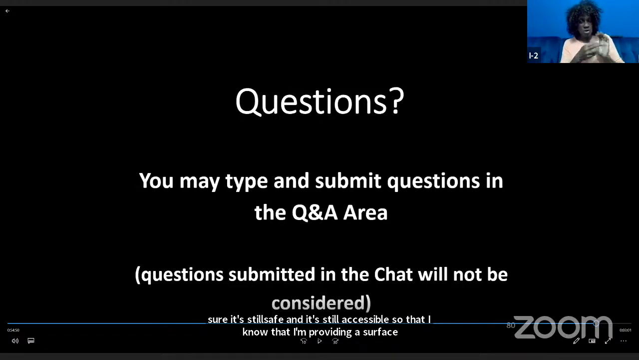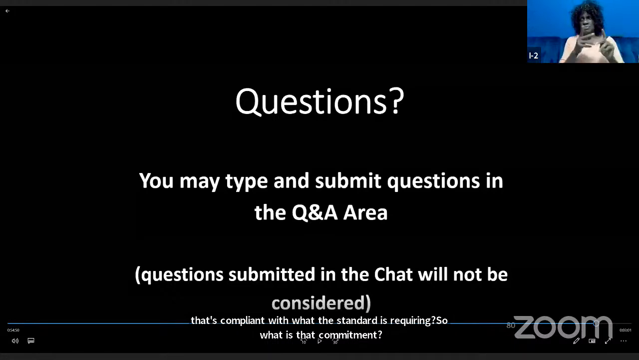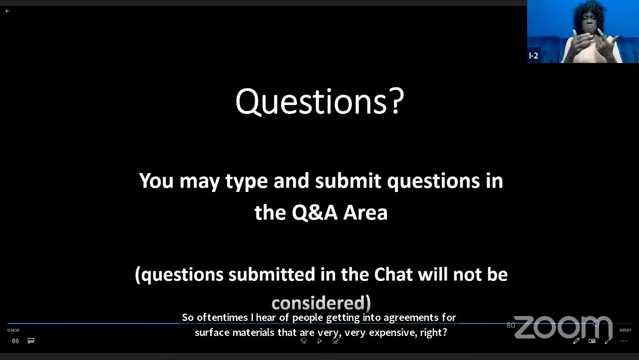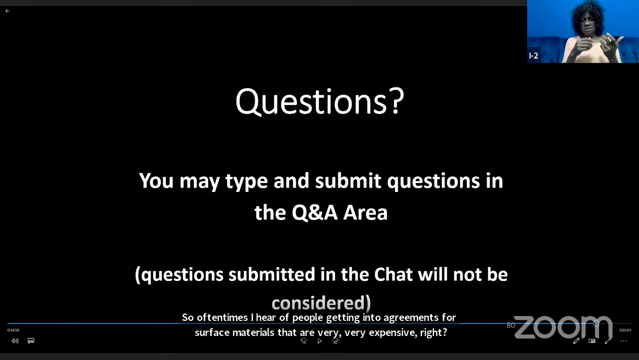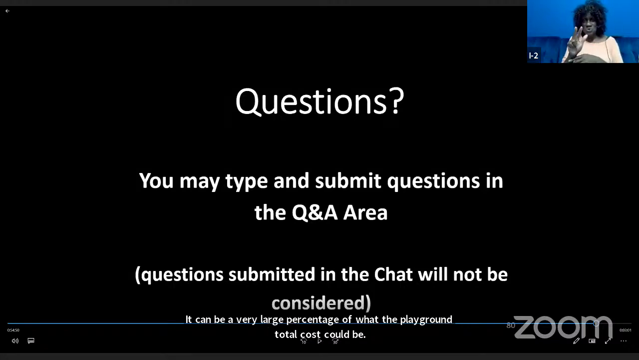And so what is that commitment? Oftentimes I hear of people getting into agreements for surface materials that are very, very expensive. It can be a very large percentage of what the playground total cost could be. It could be 2/3 of the cost of your playground. So this is a very important purchase, as well as the equipment that's there.